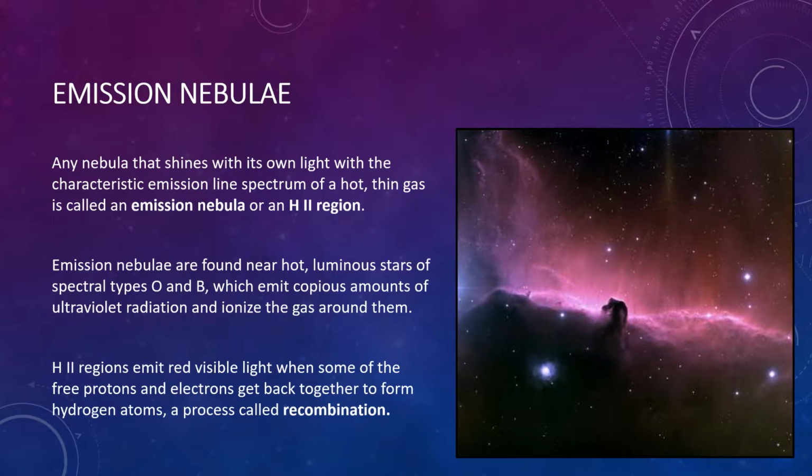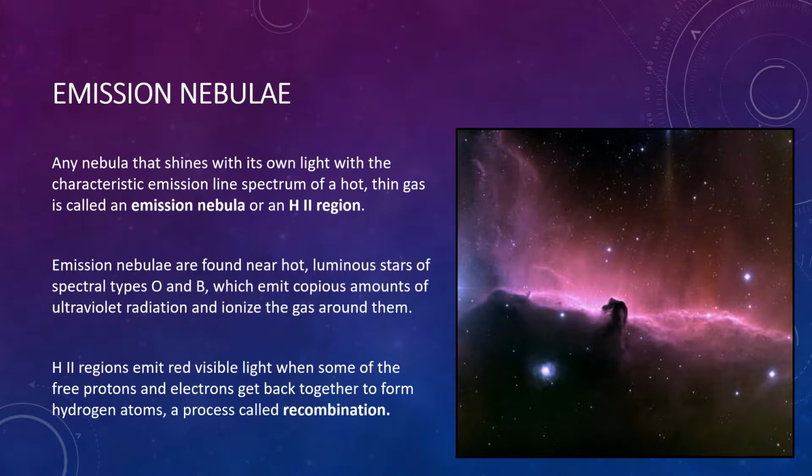The Orion Nebula emits its own light, with the characteristic emission line spectrum of a hot and thin gas. For this reason, it is called an emission nebula. Typically, emission nebulae have masses that range from about 100 to 10,000 solar masses. Emission nebulae are found near hot, luminous stars of spectral type O and B. Such stars emit copious amounts of ultraviolet radiation.